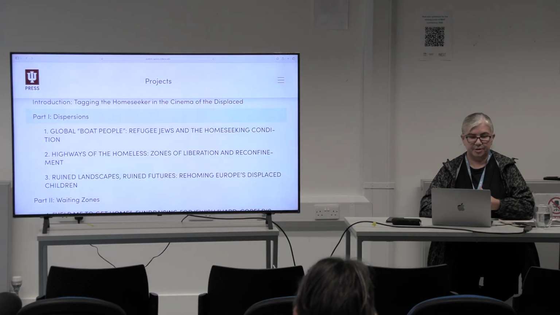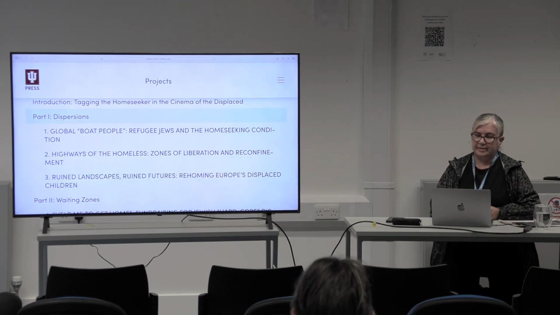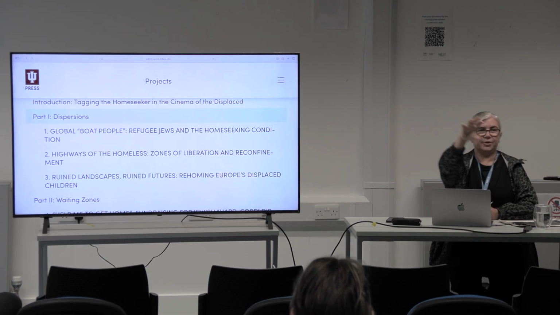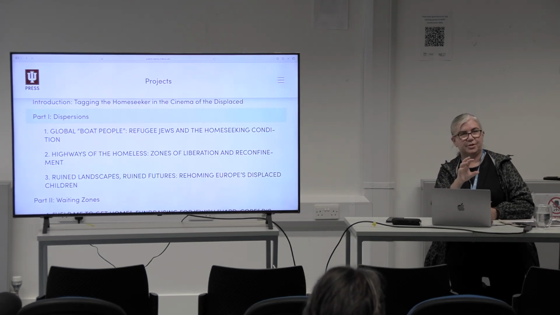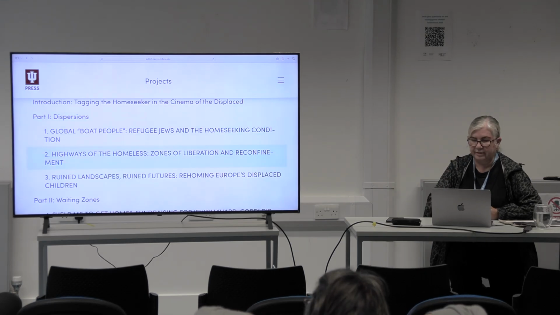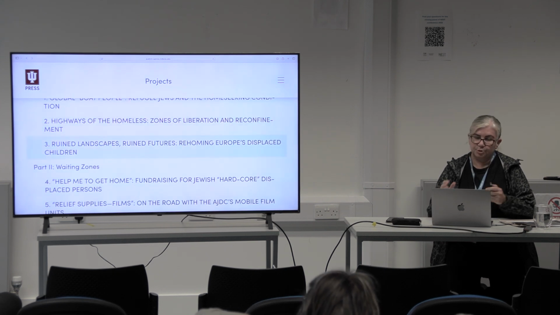And this containment. So part one looks at dispersions, which is about Jews in the 1930s and the global migrations. So it starts off global, and then it goes back to Europe, and then it goes regional. Right? So it's a kind of shifting scales. We have the zones of liberation and reconfinement in that early post-war period.